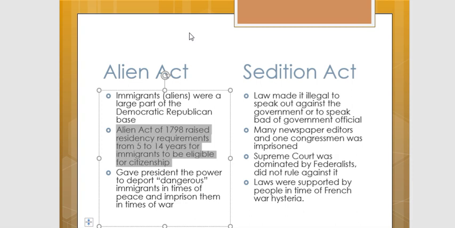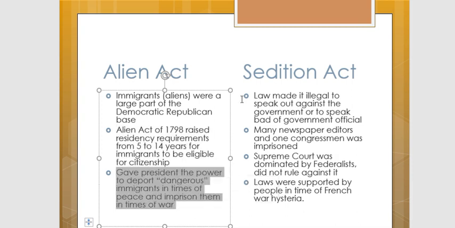So before the Alien Act, you only had to be in this country for 5 years and then you could become a citizen. After the Alien Act, it's raised to 14 years. And this is even more important. It gave the president the power to deport dangerous immigrants in times of peace and imprison them in times of war. So, in other words, just think about this. The president could be the one who could define somebody as dangerous. If the president defined you as dangerous, then we could just deport you. We could send you out of the country anytime we want if we're not in war. But if we are at war, I could just throw you in jail.